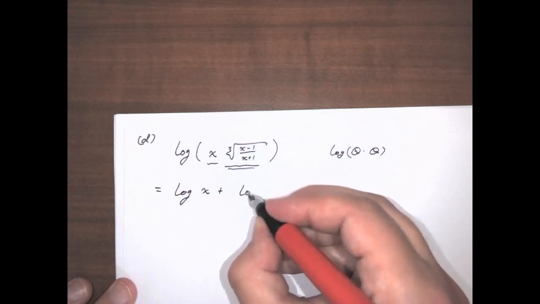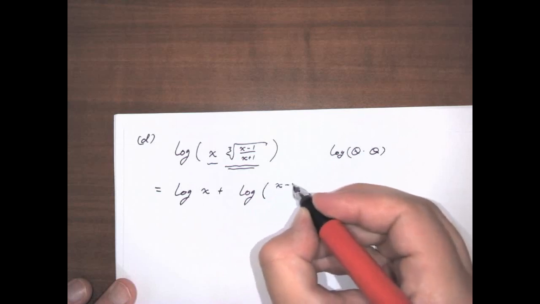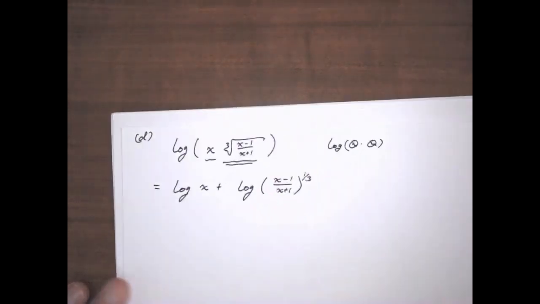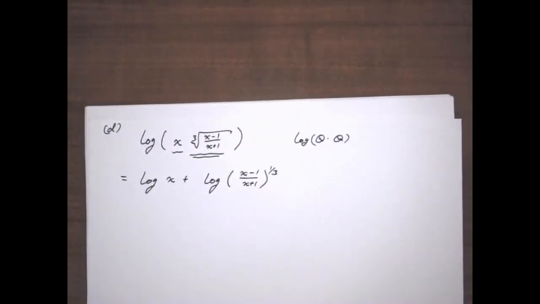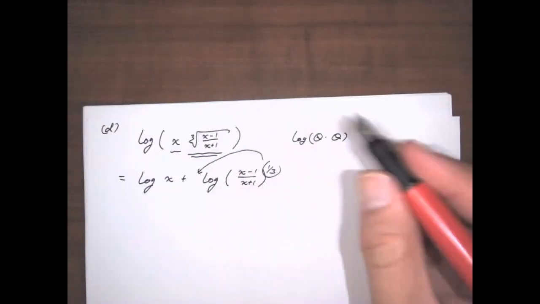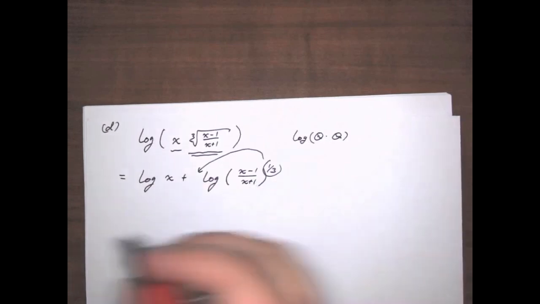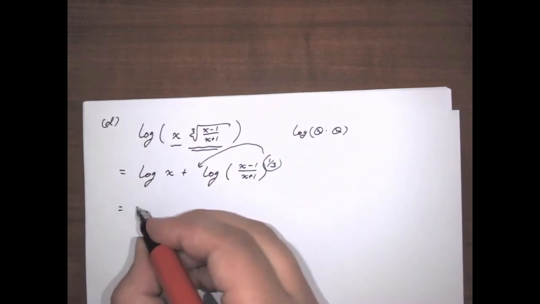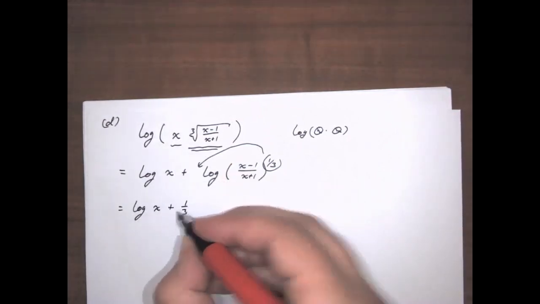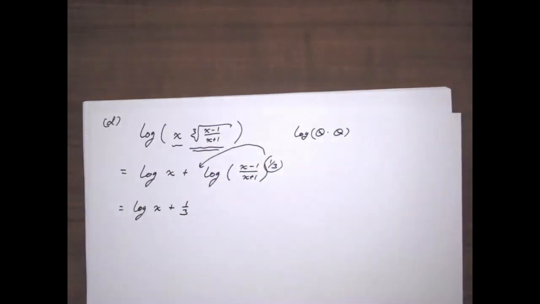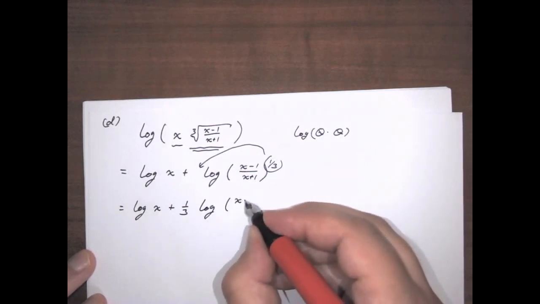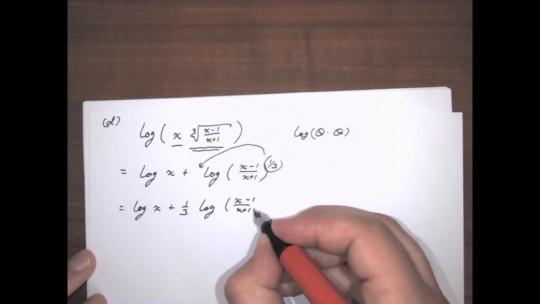Now at this point, I'm going to also rewrite the cube root as a 1/3 power. Cube roots are 1/3 powers, and it's almost always an advantage to write it in its exponential form for these. But now what we have here is a log of something to a power. So we have log x plus 1/3 log x minus 1 over x plus 1.